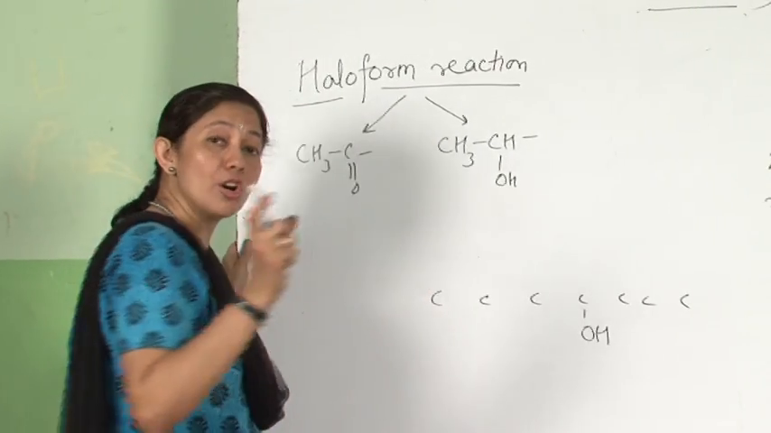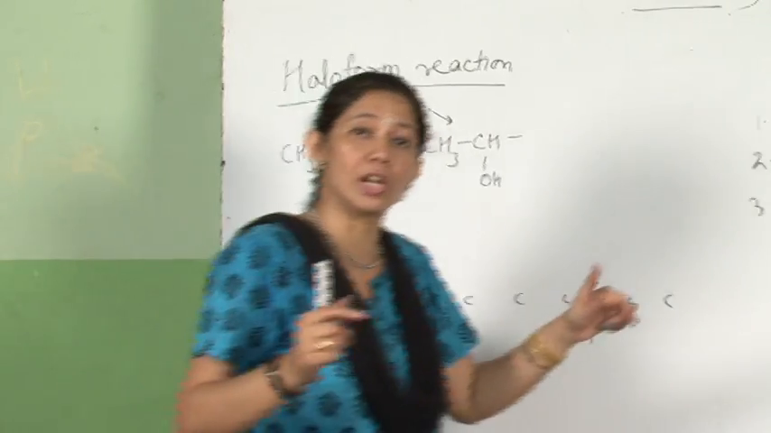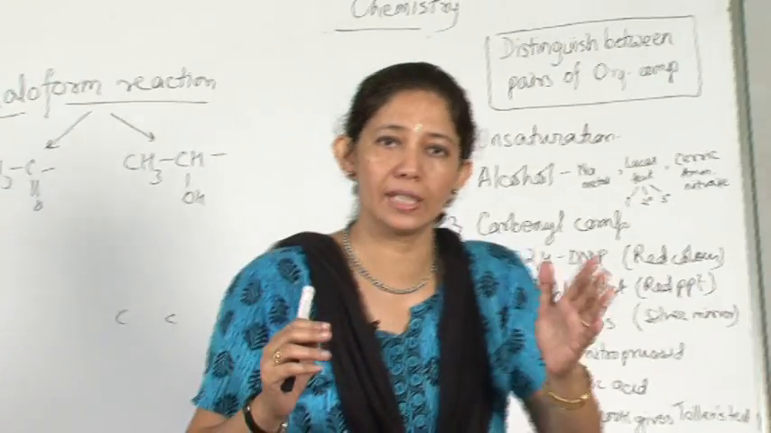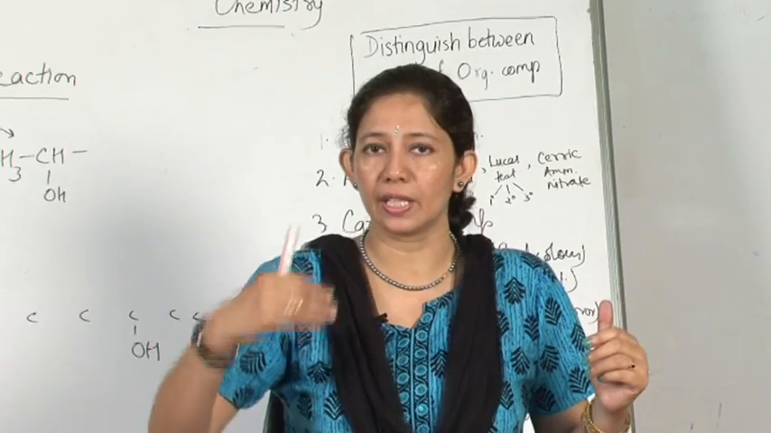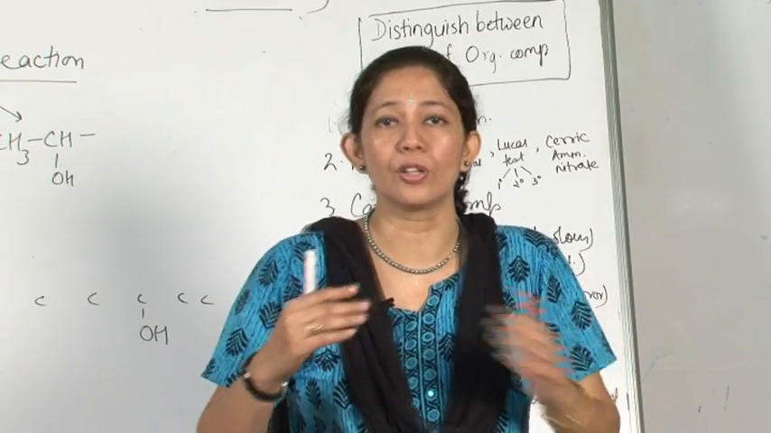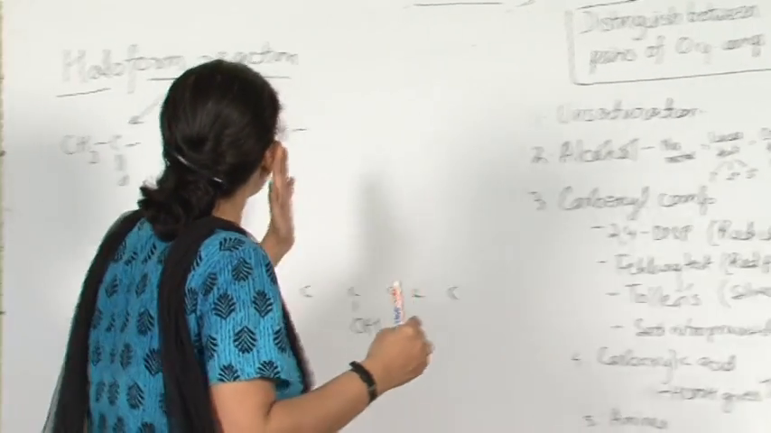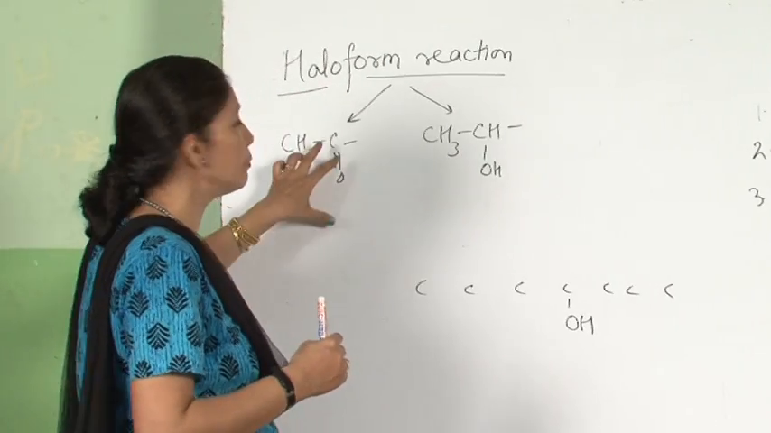Why? Remember, in that oxidation reaction, when I drew the chart, 1 degree alcohol gives aldehyde, aldehyde to an acid. In the second line I have written, 2 degree alcohol on oxidation gives a ketone. So, on its own, this part gets oxidized to a methyl keto group.